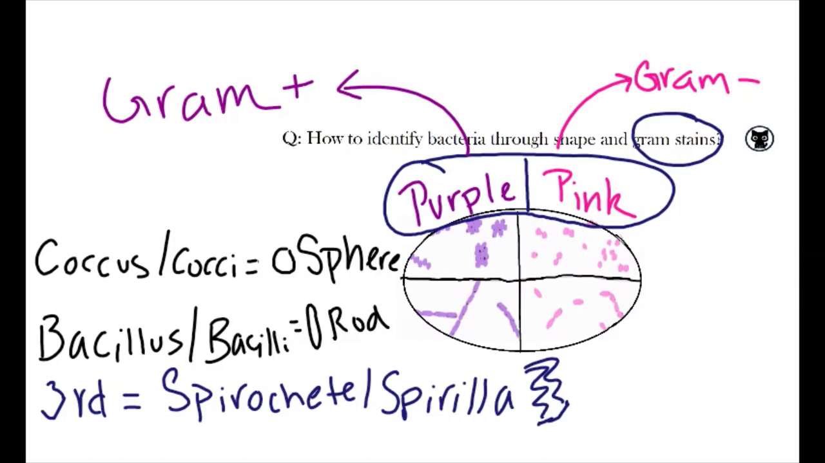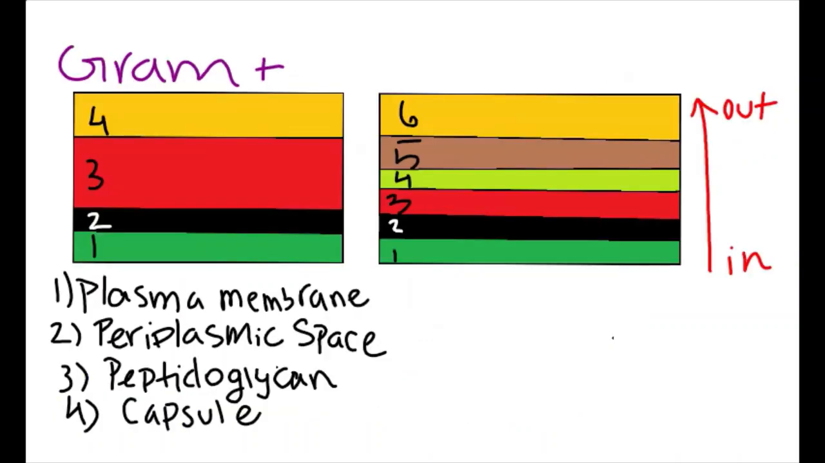Now the reason why such bacteria even have a color is due to their structure. In a gram-positive bacteria, we have four important layers that surround it: the plasma membrane that encloses the bacteria's cytoplasm, the periplasmic space, a thick peptidoglycan layer, and the capsule that is the outer envelope of the bacteria.